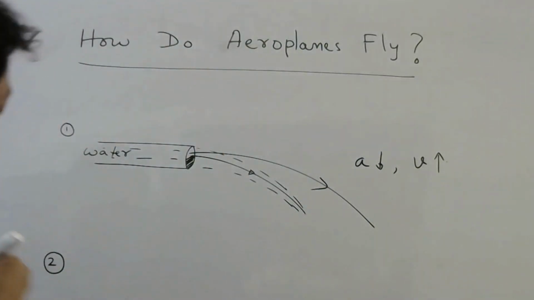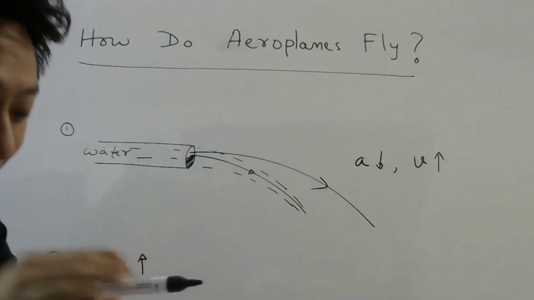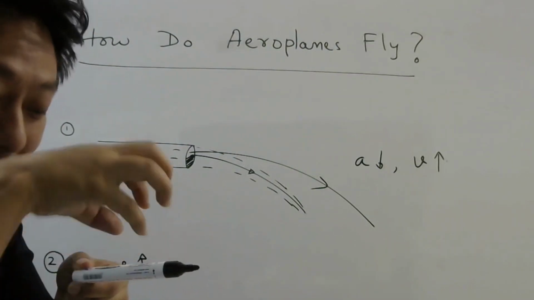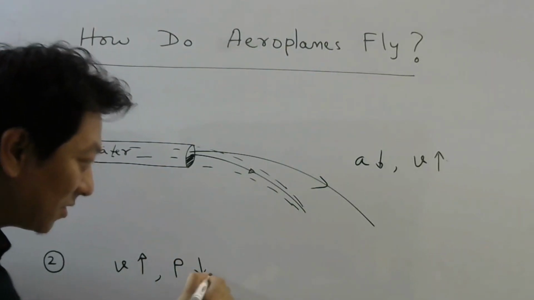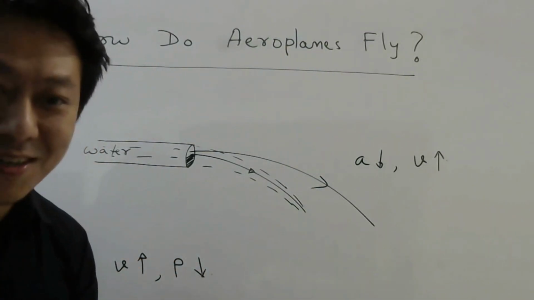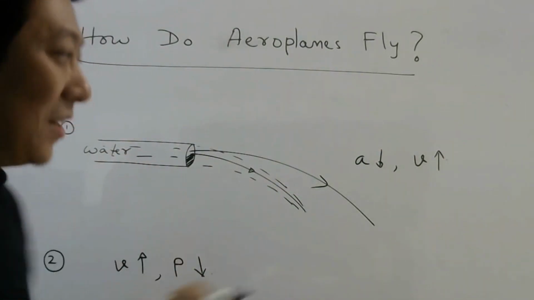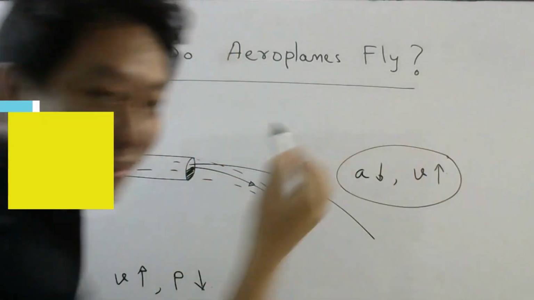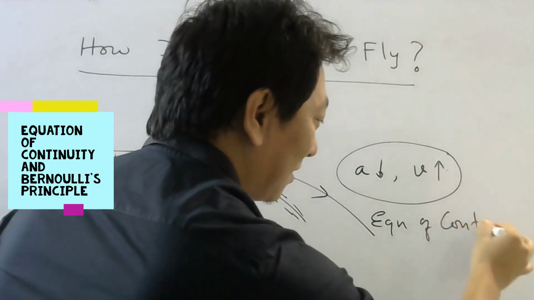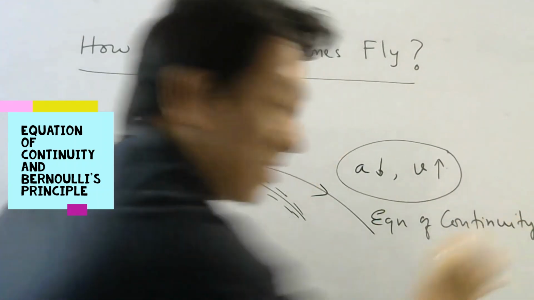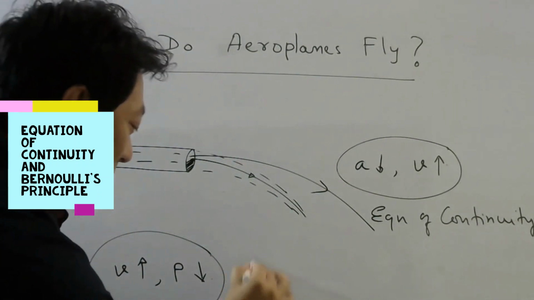That means when the speed of air increases, the pressure here drops. Using these two observations, we can easily understand how do aeroplanes fly. The technical name of the first is called the equation of continuity. I'm saying this for the physics lovers, and the technical name for the second is called Bernoulli's principle.